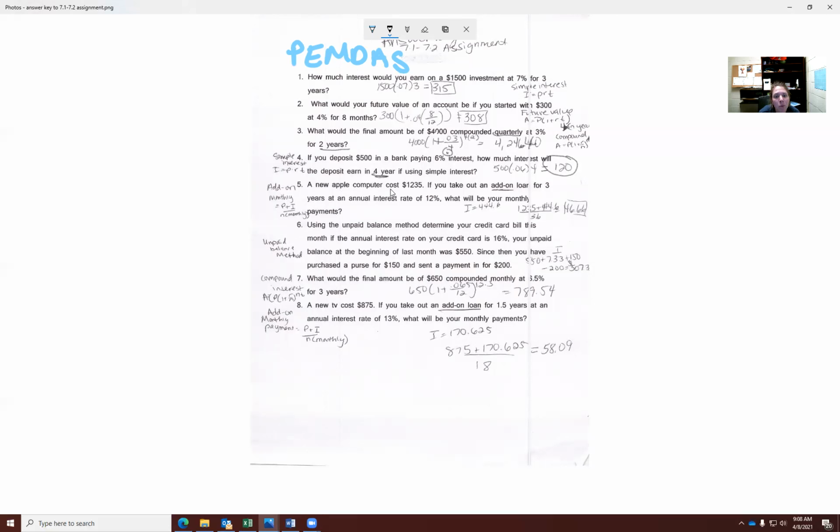All right, number 5. A new Apple computer costs $1,235. If you take out an add-on loan for 3 years at an annual interest rate of 12%, what will be your monthly payments? If you look in your book, and I went over this in the PowerPoints and the videos, there's a formula for add-on, okay? The first thing you have to do is find your interest. And how do you find your interest?